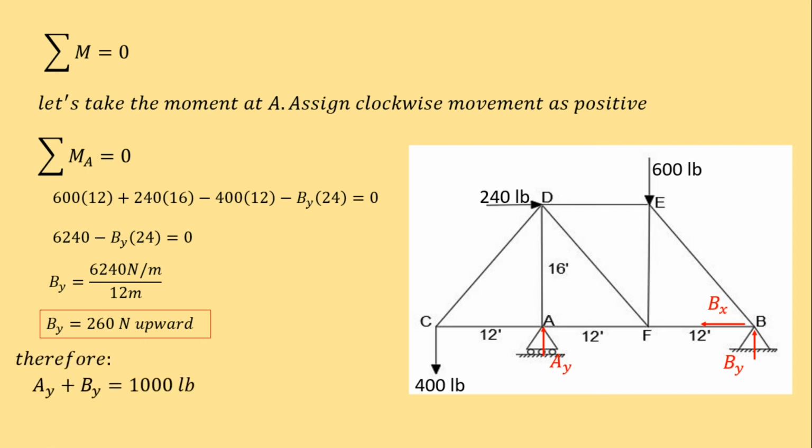Therefore, Ay plus By, so, ang sum nila ay 1,000 pound. Then, we subtract the By, bali ng By na 260 pound from 1,000 pounds. So, we get 740 pound upward for our Ay. So that's it.